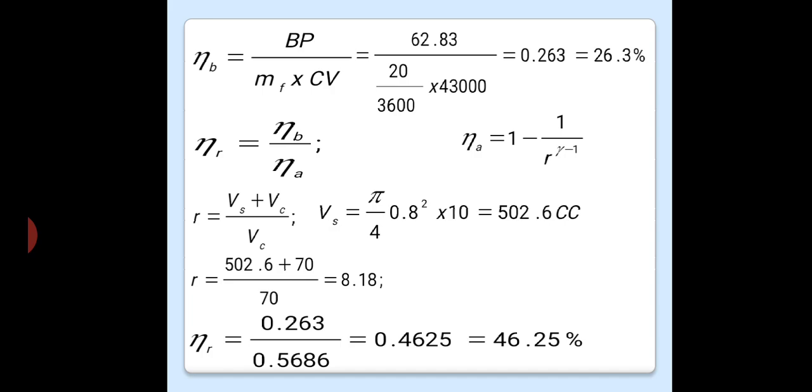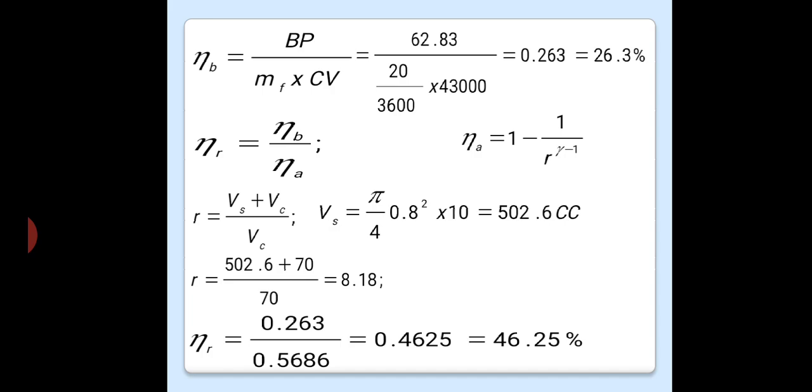Next they asked us to find the relative efficiency in terms of the brake power. While calculating the relative efficiency in terms of brake power, we have the formula: relative efficiency is equal to brake thermal efficiency upon air standard efficiency. Brake thermal efficiency we have just calculated. Next we have to calculate air standard efficiency. The formula for the air standard efficiency is 1 minus 1 upon r raised to gamma minus 1. Now in this problem the value of gamma they have given is 1.4.